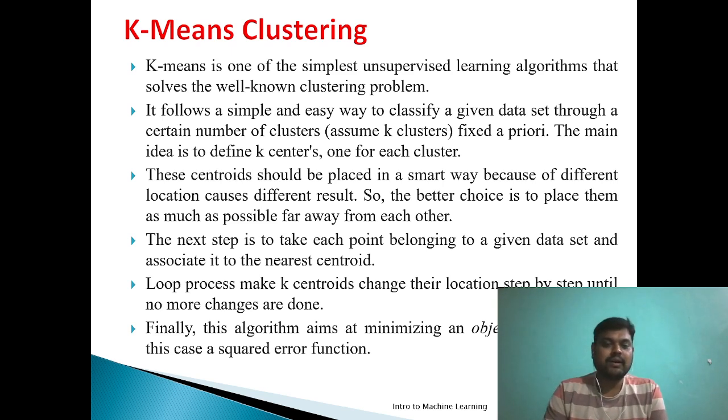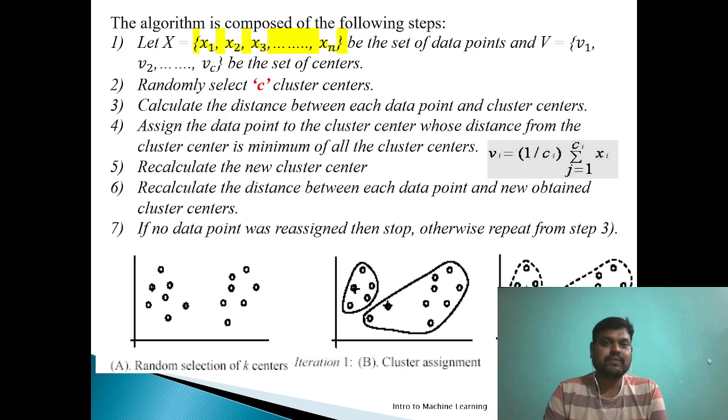So the aim of this k-means algorithm is to minimize the objective function, or in other words, to reduce the error function. The algorithm basically follows these steps. For example, if you have n number of data points to be clustered, you have to decide the k value.